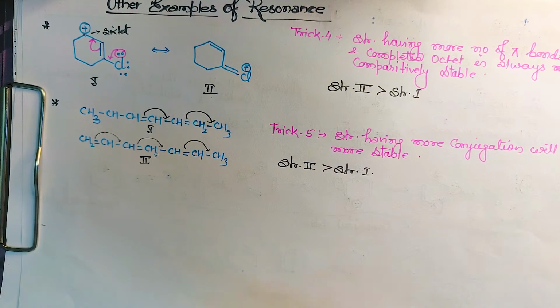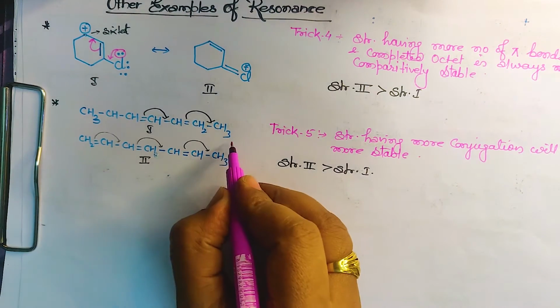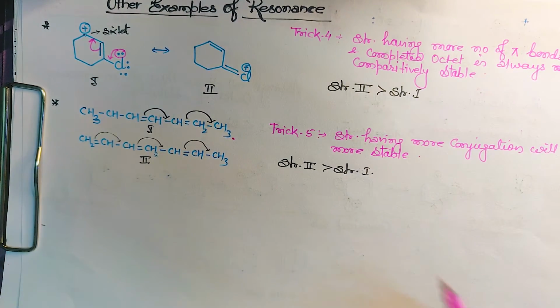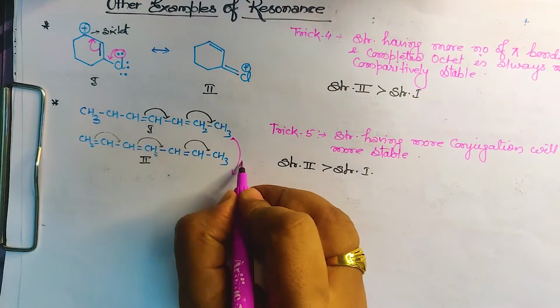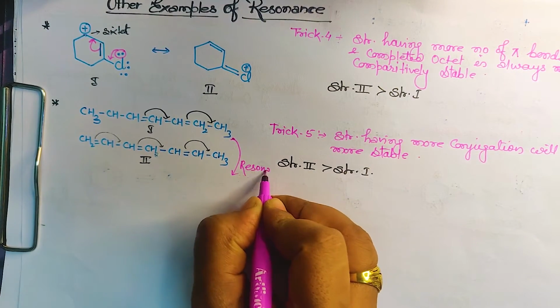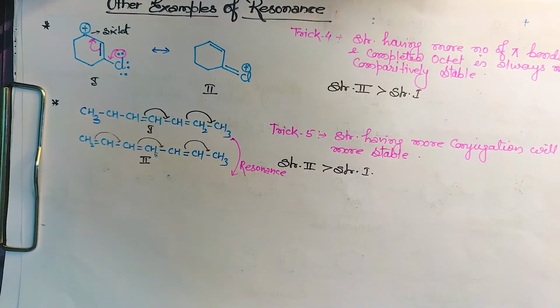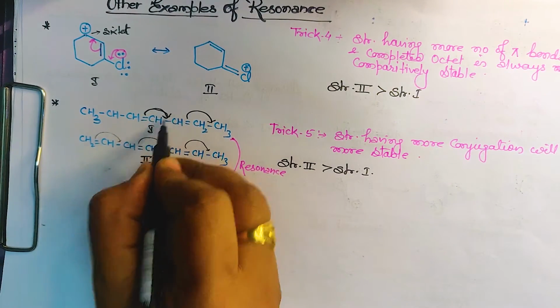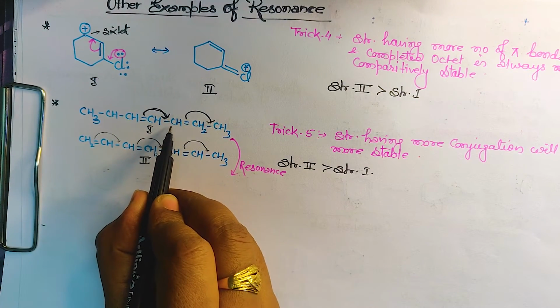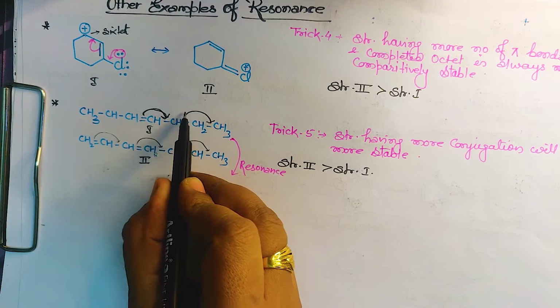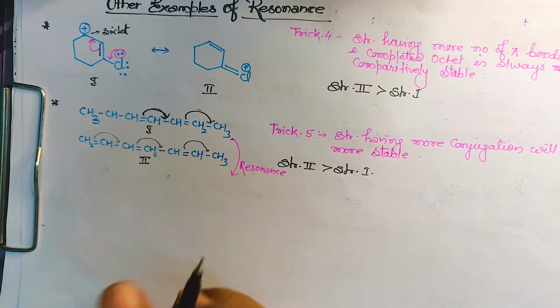If I tell you to show the resonance for this, how will you show the resonance? Yes, resonance. अगर मैंने आपको दिखाने के लिए बोला तो how will you show? So let's do this. If I shift this bond over here, this carbon will have 5 bonds, so automatically this bond will shift over here, isn't it? So due to this, what will happen?